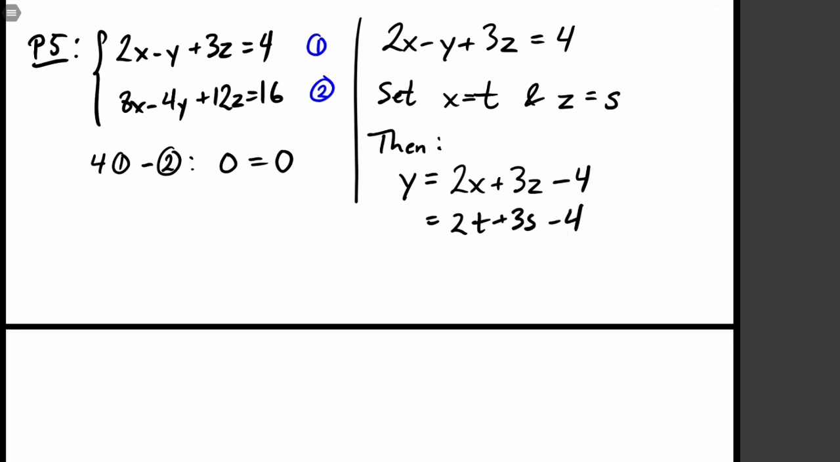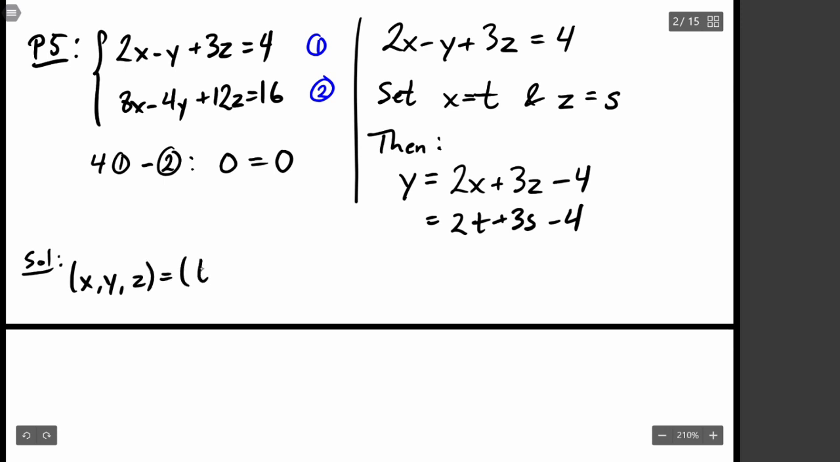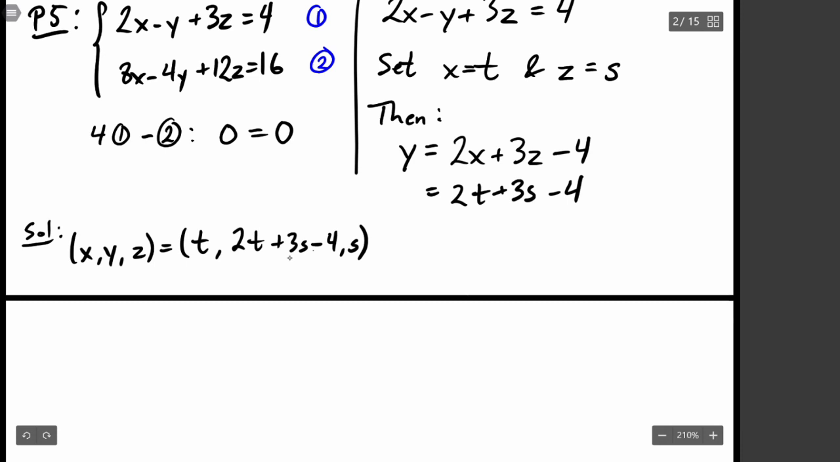I know it can seem a bit silly that we're just swapping x for t and z for s, but it has its purpose here. We're trying to set up parameters. We're trying to move away from this Cartesian equation. So what is the solution? Well, the solution is exactly the same as what we've been doing: t, comma, the stuff for y, so 2t plus 3s minus 4, and s. Now the difference this time is there's 2 parameters.